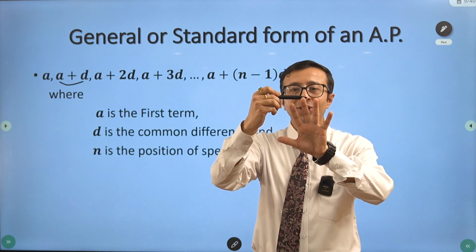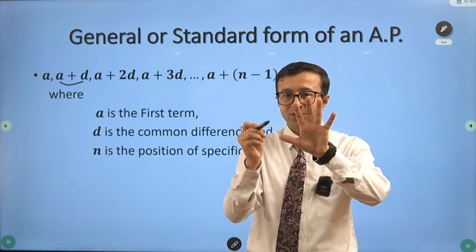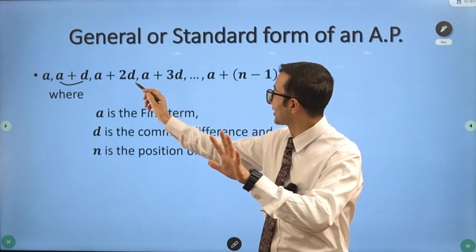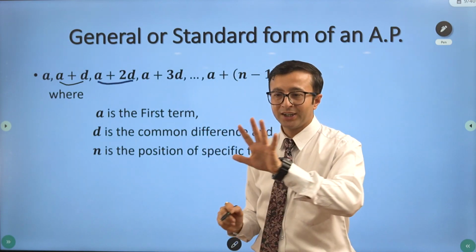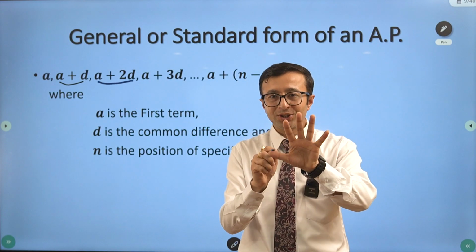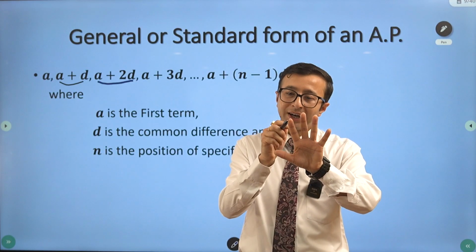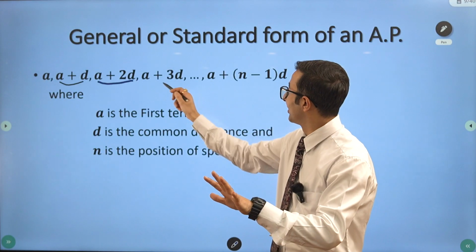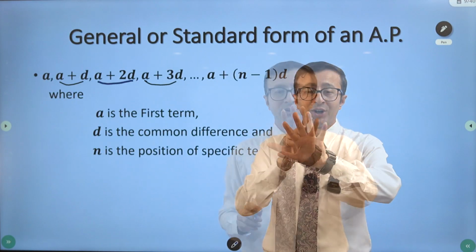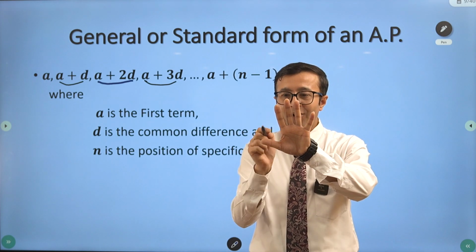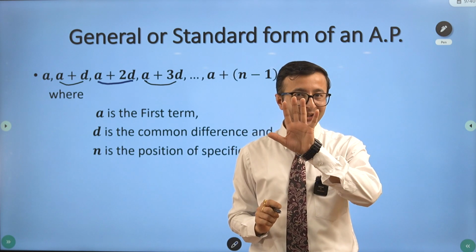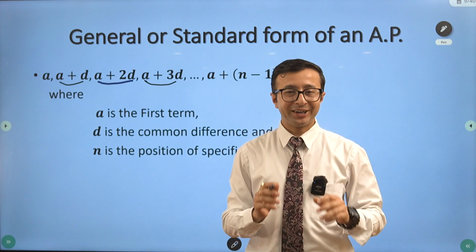To get this third term, first term plus one difference, two differences: a plus 2d. To reach here, first term plus one gap, two gaps, three gaps, you will reach there in the fourth term. To reach this fifth term, how many gaps do you need to add? You need to add 4 gaps. Remember that.